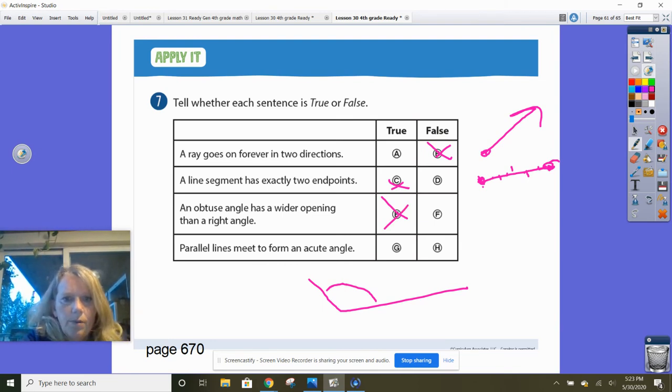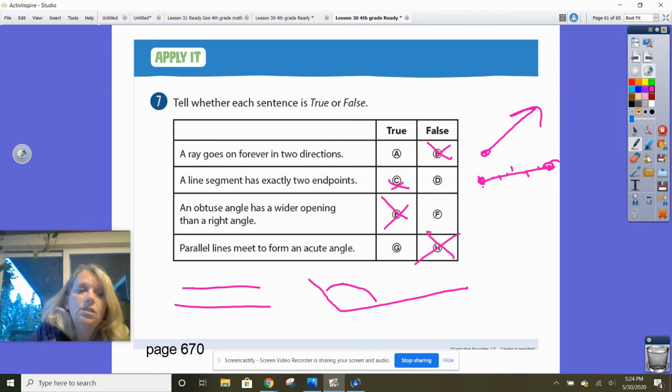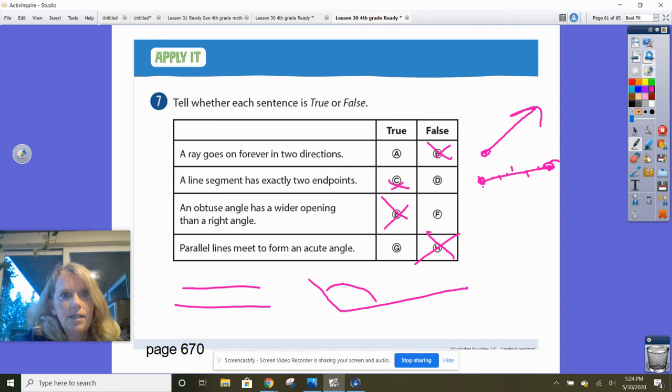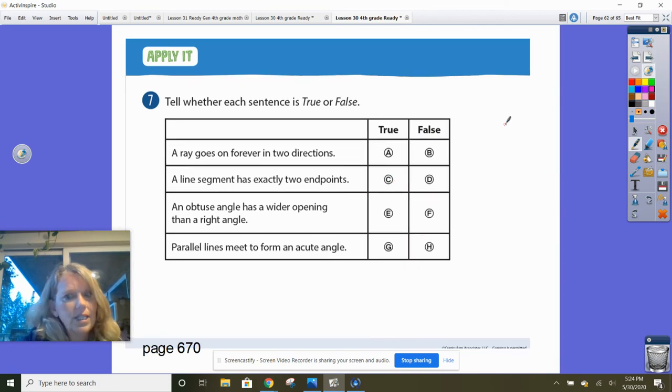Parallel lines meet to form an acute angle. Parallel lines, do they ever meet to form any angle? Acute, obtuse, or right? Nicely done. Next one, it looks exactly the same. So let's skip that one.